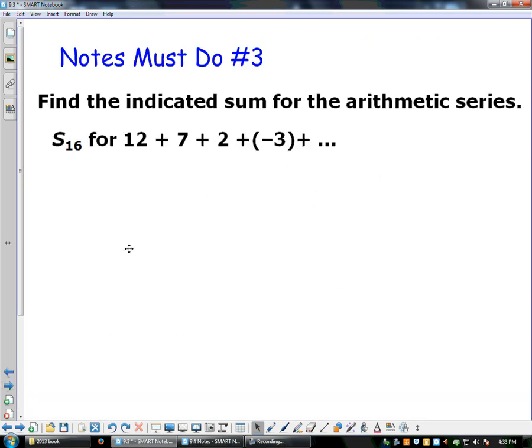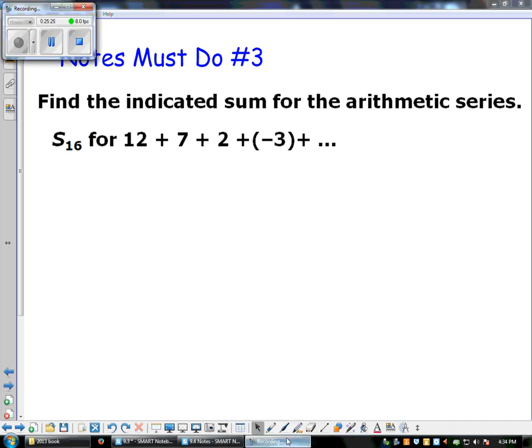Okay, that brings up notes must do number 3. Find the indicated sum for the arithmetic series S16. That means you want the sum of the first 16 terms in this sequence. All right, that's your third notes must do for this section.